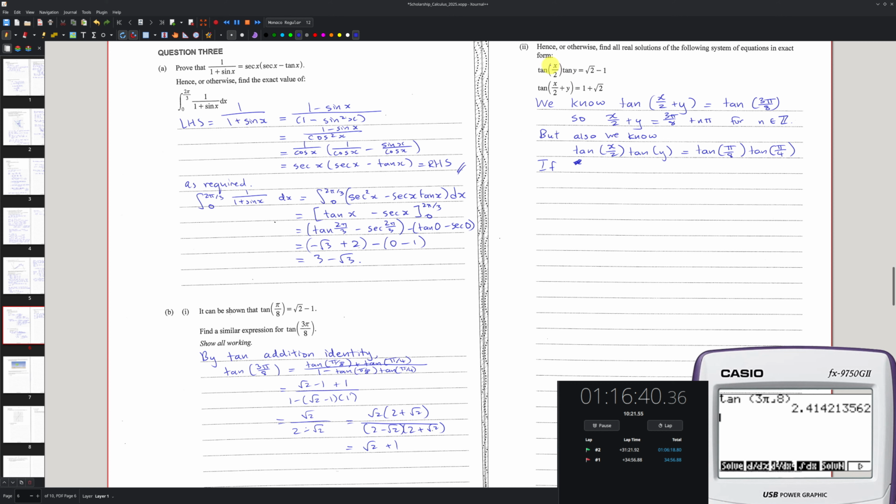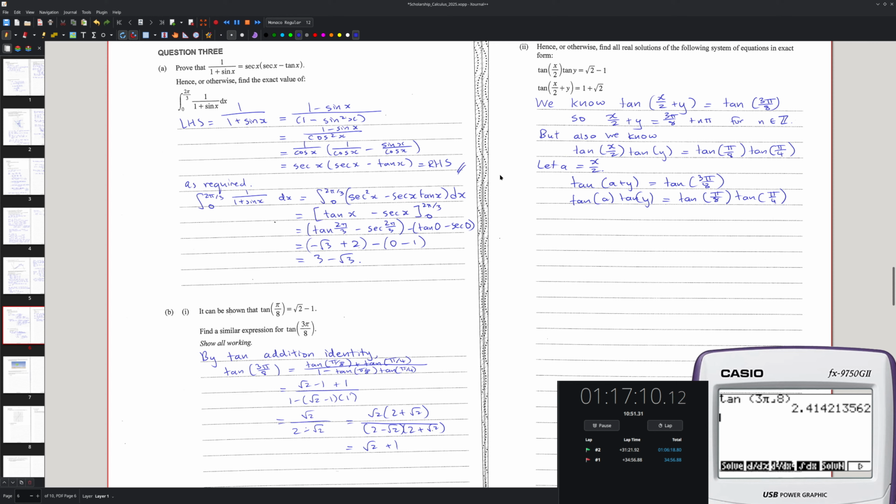Why did they even call this x on 2? Let a equal x on 2. Okay, so tan a plus y equals tan 3 pi on 8, and tan a times tan y is equal to tan pi on 8 times tan pi on 4.